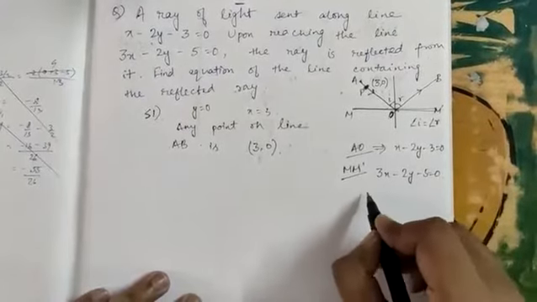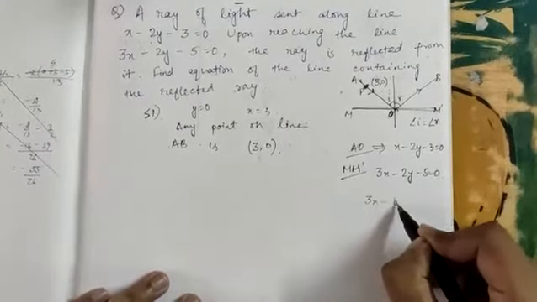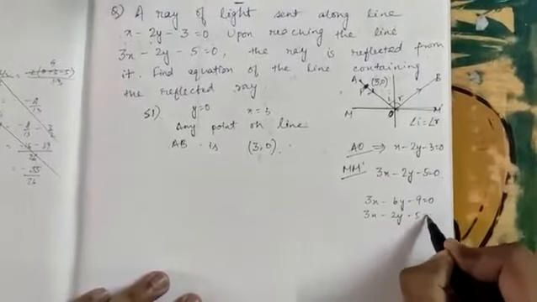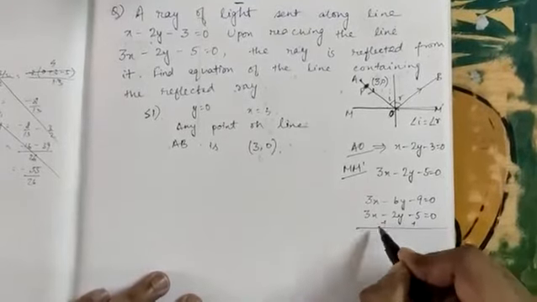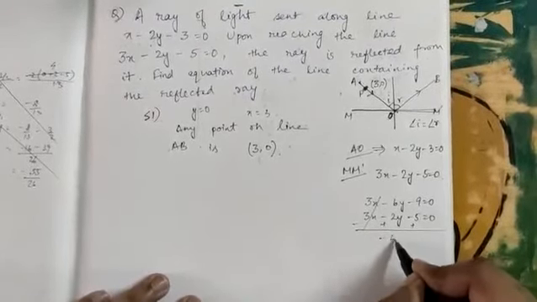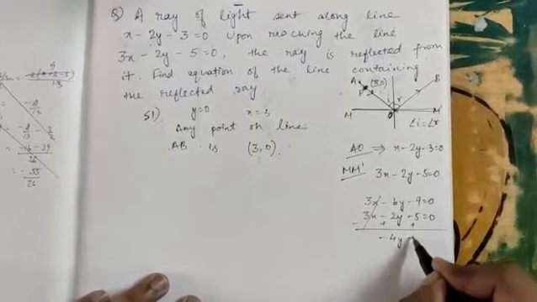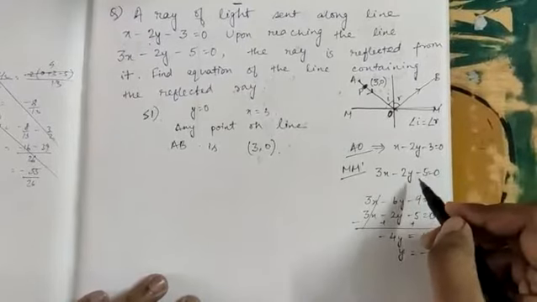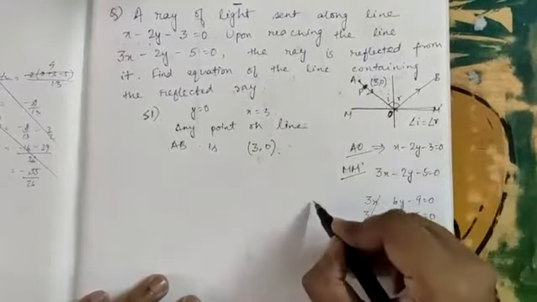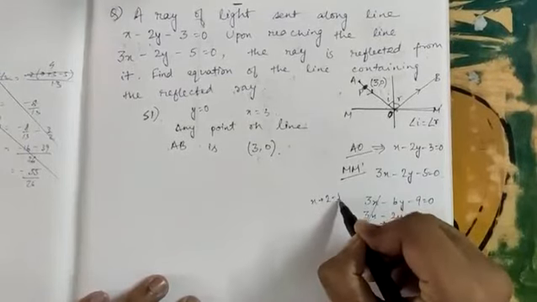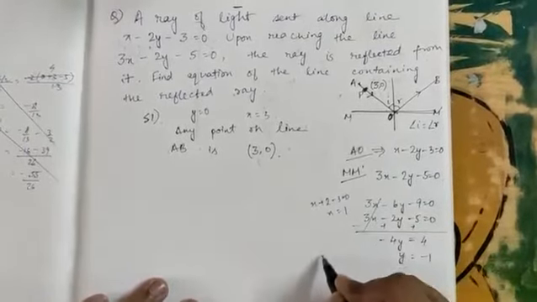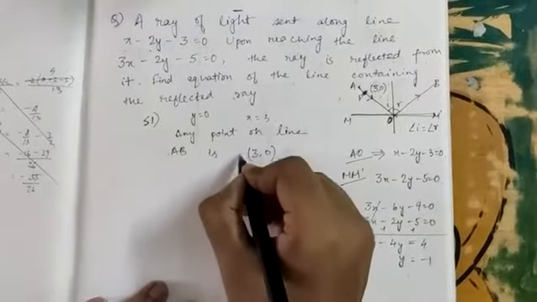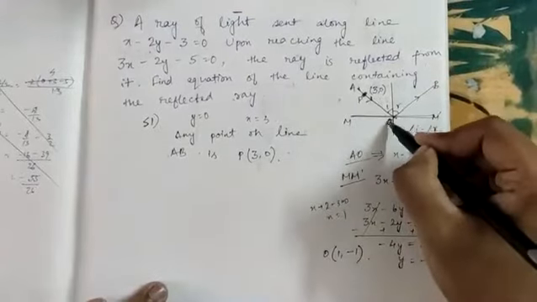So what will be 3x minus 6y minus 9 equal to 0 and 3x minus 2y minus 5 equal to 0. By solving this we find that it will come as minus 4y is equal to 4, then y is equal to minus 1, and if y is equal to minus 1, then x plus 2 minus 3 equal to 0, so x will be equal to 1. So O is 1 comma minus 1. So we have already found out point P and O.